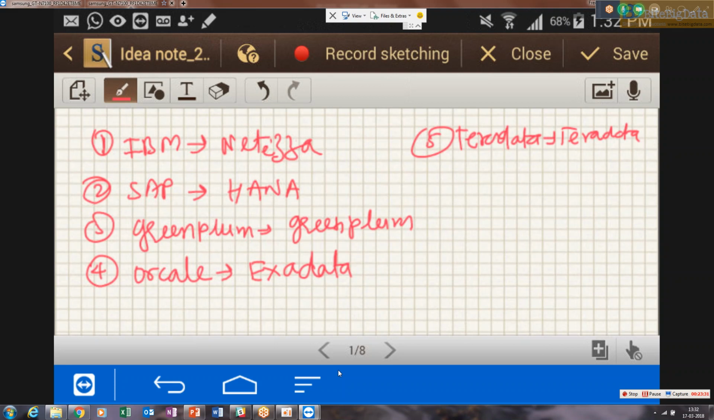Okay, so let's start with IBM Netezza. Netezza is basically one of the products. Netezza was a company that got established in the year 2000 by an Indian American.